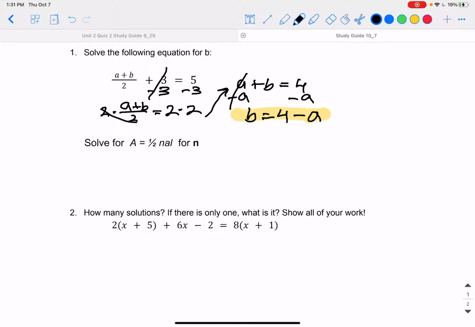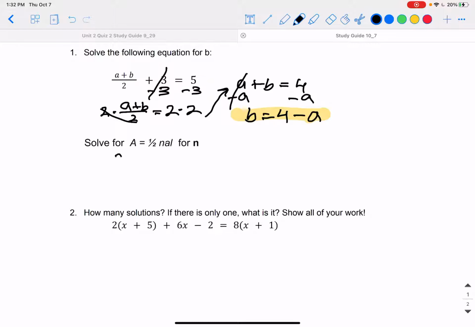Okay, now solve A equals 1/2 nAL for n. Okay, so I'm looking for n, and I have A equals 1/2 nAL. So I want to get n by itself. So the first thing I'm going to do is try and get rid of that 1/2. So we can divide either side by 1/2, but dividing by 1/2 is the same as multiplying by 2, since 2 is the reciprocal of 1/2.